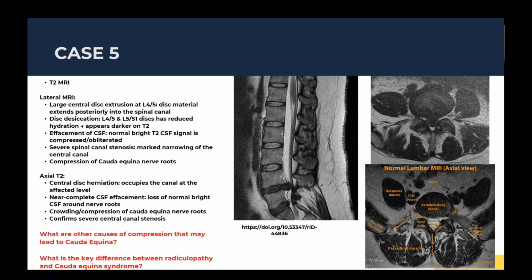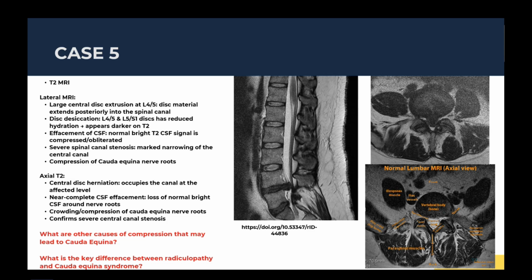Looking at the axial view of this patient's MRI, it can be very difficult to interpret. So if we just go through some basic anatomy, this is a vertebral body here. You have the facet joints here, and then you have the canal, which contains the CSF. This is a T2 weighted image, so it should appear bright as it does on here. However, you can see that it's got a dark signal, and that suggests spinal canal narrowing and the CSF can't pass through.